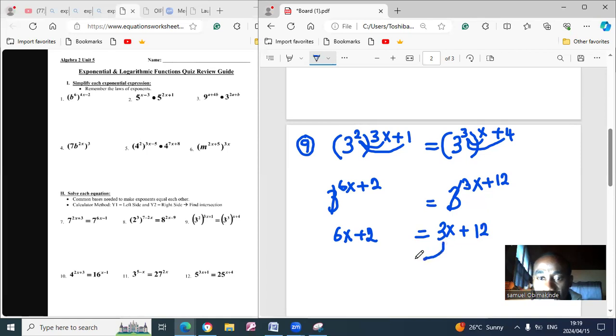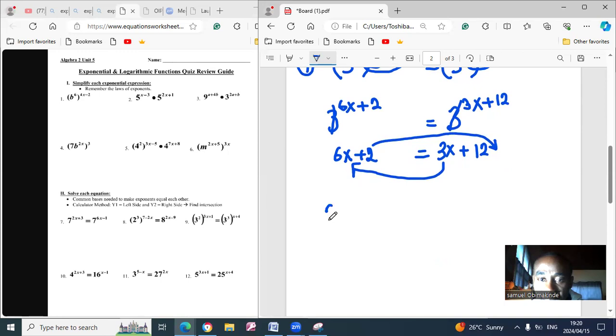So here, these 3x can come to this side, and this 2 comes to this side. Therefore, we have 6x minus 3x. This 3x comes to the other side. Then that will be equal to 12. Then this plus 2 comes to this side, it becomes negative 2. So here, 6x minus 3x will give us 3x equals 12 minus 2 is 10.